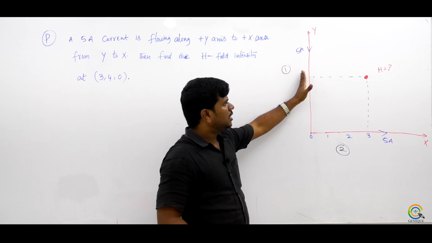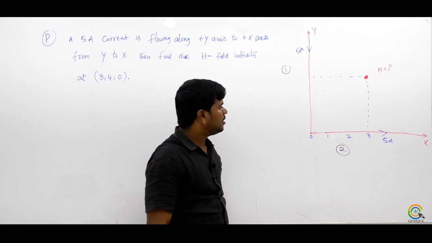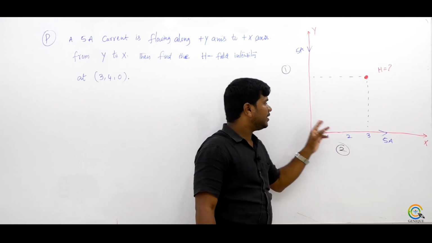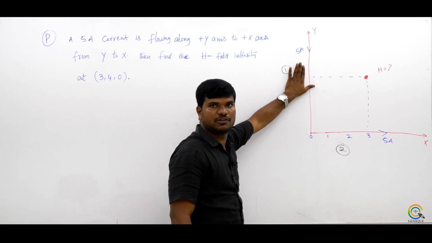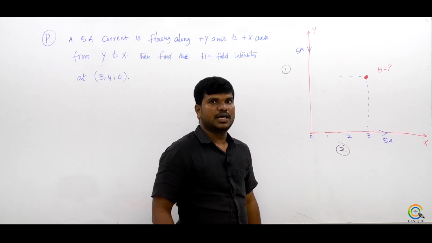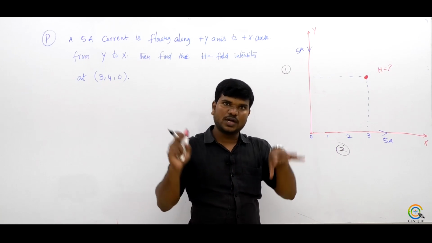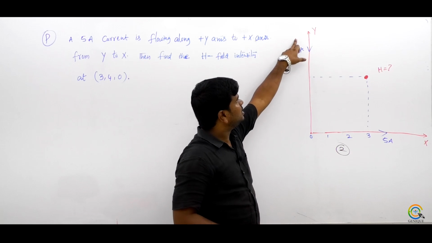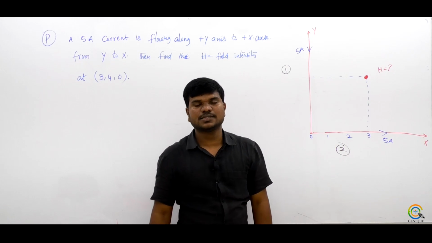Can I say this one is an infinite length current carrying wire? This is from 0 to plus infinity. Even though this is going from 0 to plus infinity, this line cannot be said to be an infinite length current carrying wire. A line is said to be an infinite length current carrying wire if and only if the wire is from minus infinity to plus infinity. But here this is from 0 to plus infinity, and this is also from 0 to plus infinity.